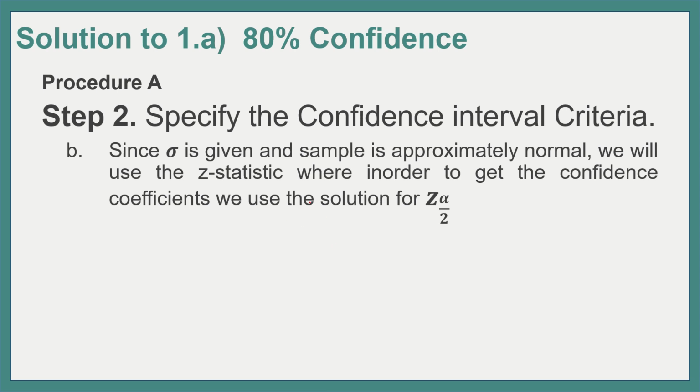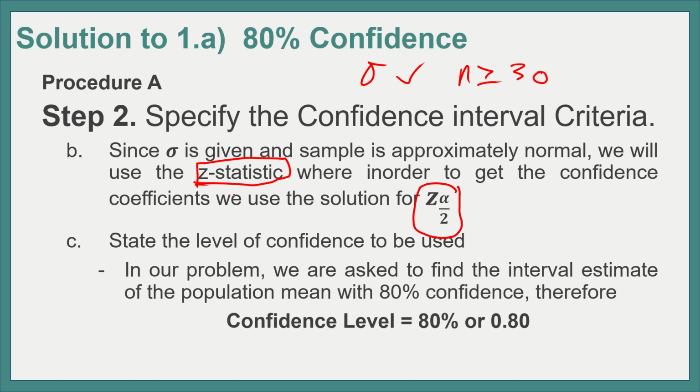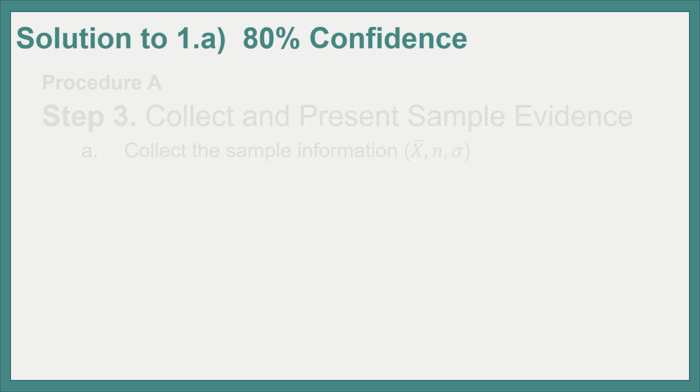So if letter A is satisfied, meaning that sigma is given and our sample size is greater than or equal to 30, then we will use the Z statistic. For the Z statistic, the critical value is given by Z of alpha divided by 2. Then we need to state the level of confidence. In the problem, we were asked to find the 80% confidence interval, so the confidence level is equal to 80%, or simply 0.80 in decimal.